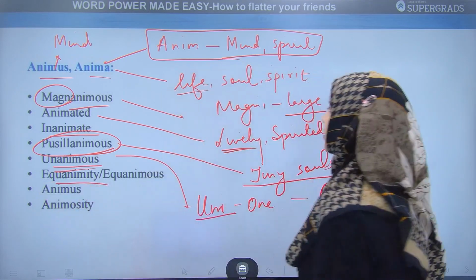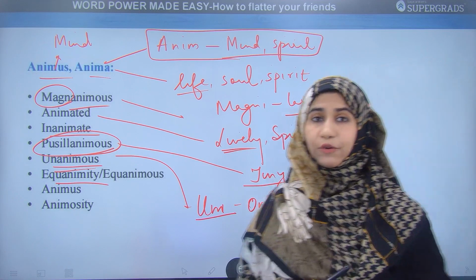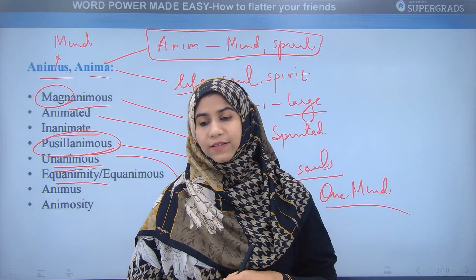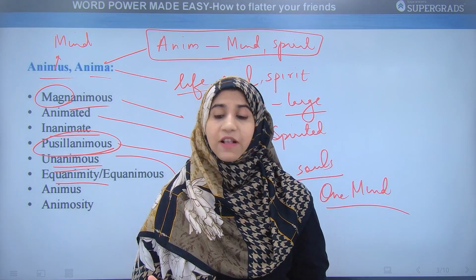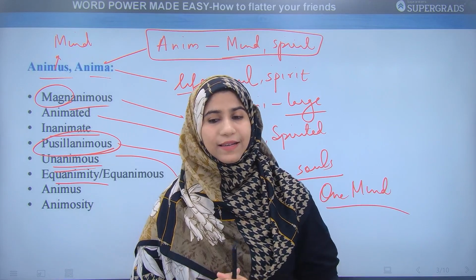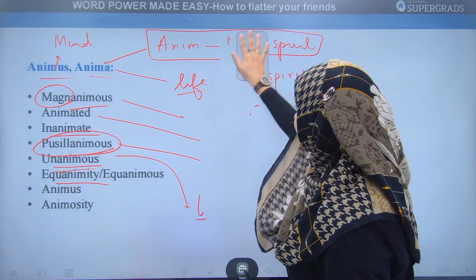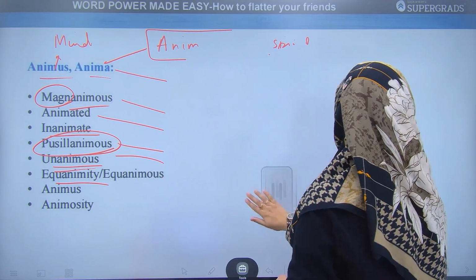Equanimity. Class, I would request you to jot down all these roots. If you become a passive viewer, I don't think this is going to help you enough. So you have to keep a record of all the roots and words that we learn. Can I rub this? I hope you have taken at least a screenshot.